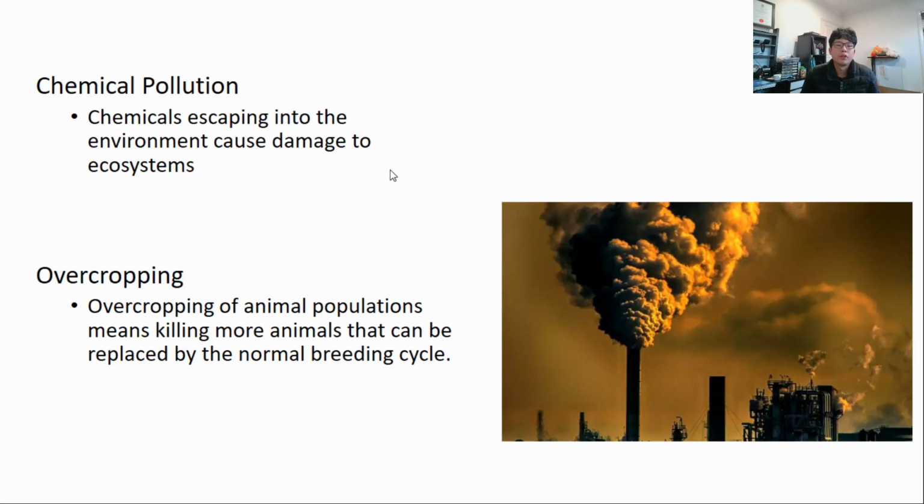Alright, so the last two human impacts on the ecosystem I want to go through today are chemical pollution and overcropping. I won't go through them in much detail because I want you to read them in your books. But chemical pollution is when chemicals escaping into the environment cause damage to ecosystems, and for overcropping, I'm going to use animals as an example. Overcropping of animal populations means killing more animals than can be replaced by the normal breeding cycle. So this applies to both animals and plants.